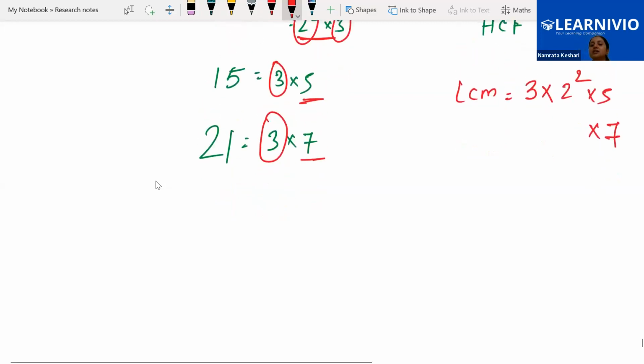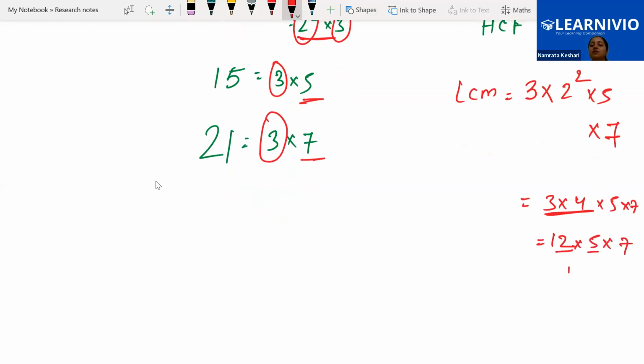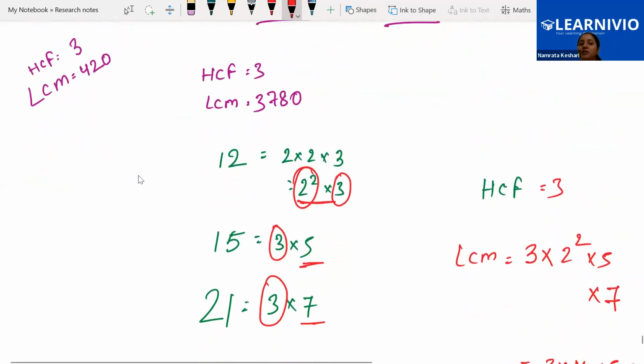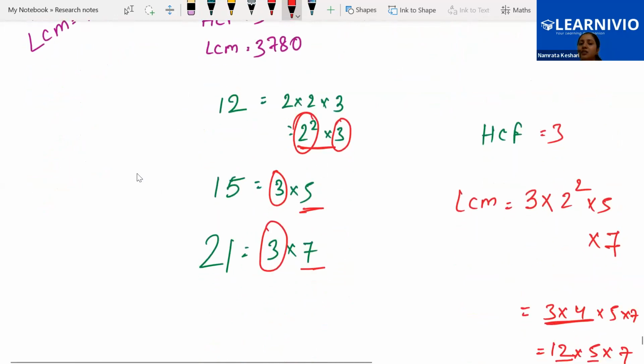While finding the LCM, let's do the multiplication. So 3 into 4 into 5 into 7. 4 3 times 12. 12 into 5 into 7. We need to do the multiplication. 12 5 times 60 into 7. We are getting 420. Yes, Alvina, 420 you said, it is correct. Aisha, are we getting 3780?